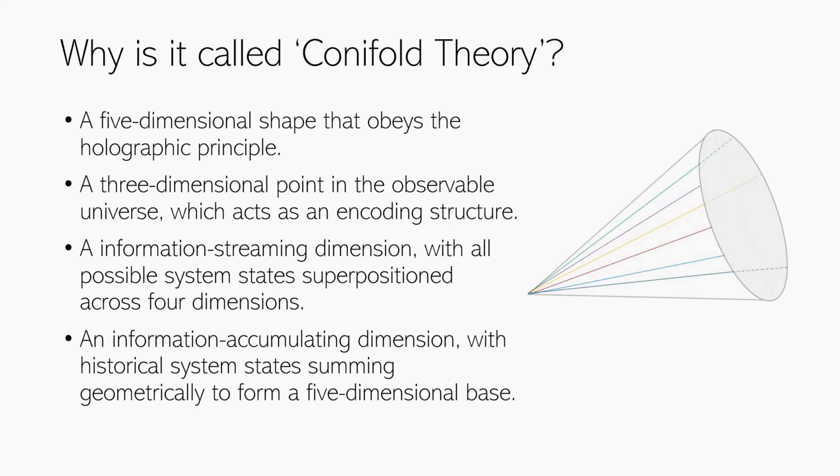So if we want to imagine this shape, we can take a regular cone and imagine that point is not 0 dimensions, but actually a full 3-dimensional structure. And all possible energy states in the present moment extend into a 4th dimension, like the lines radiating out from this point. And the accumulation of all of these system states integrated over time forms the 5-dimensional base of the structure. So this geometrical structure that's defined across 5 orthogonal axes and formed by linear operations is called a conifold. And I think that's what we have here. So that's why I'm calling this theory Conifold Theory.